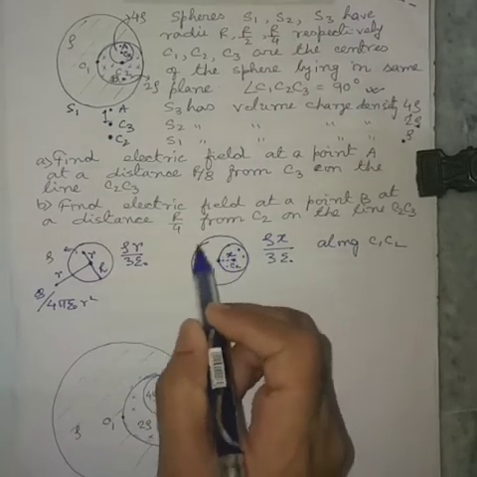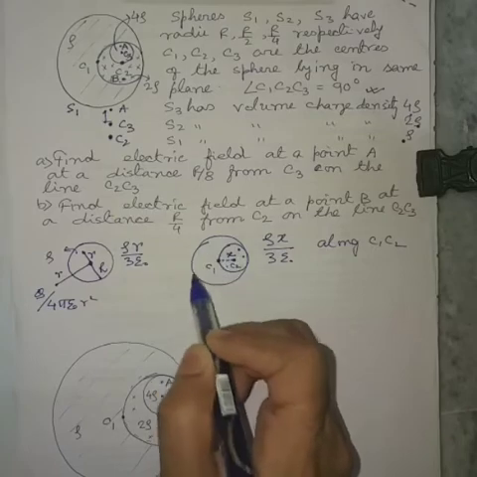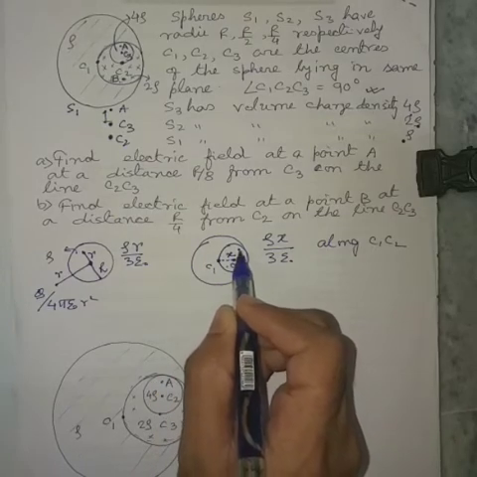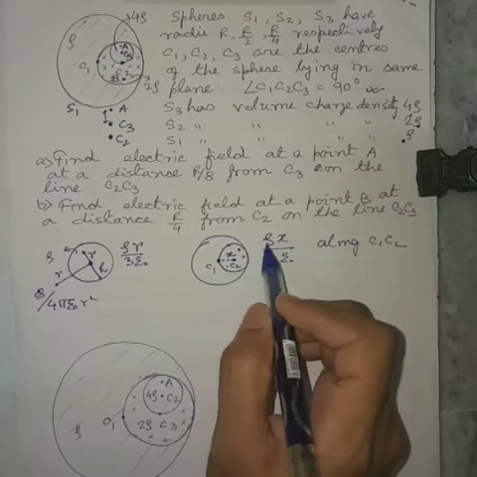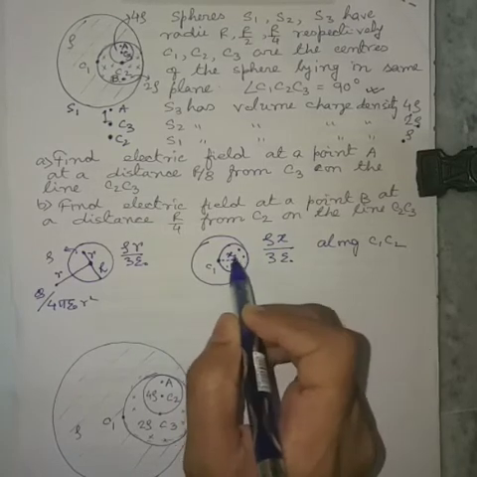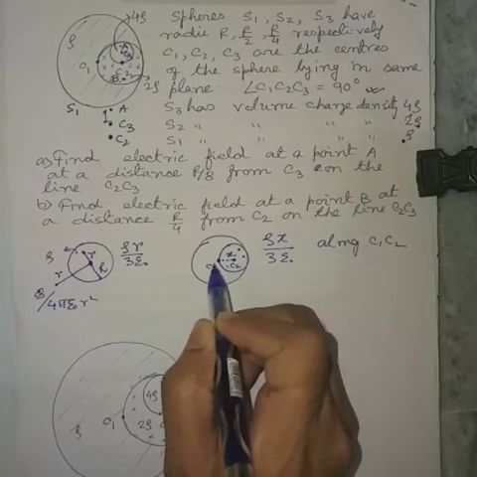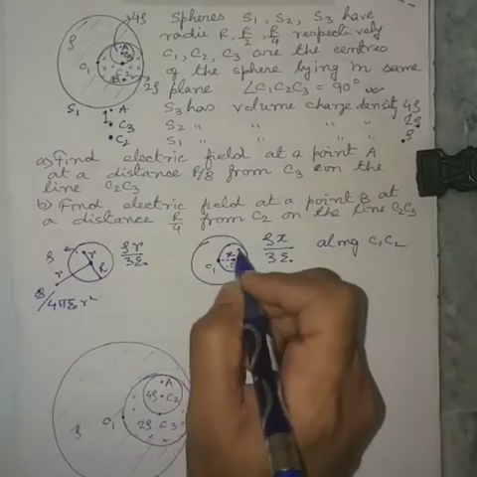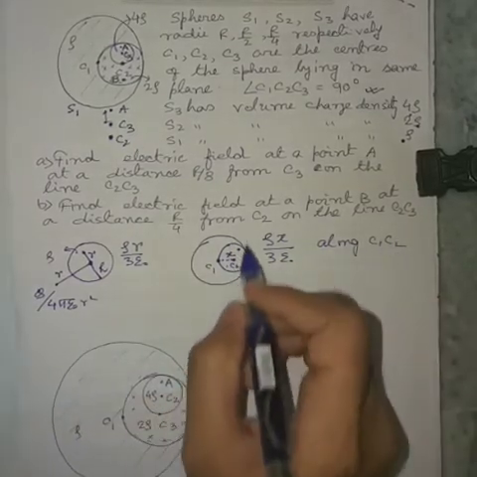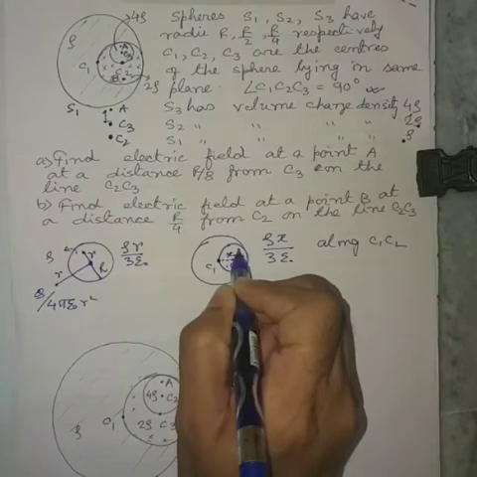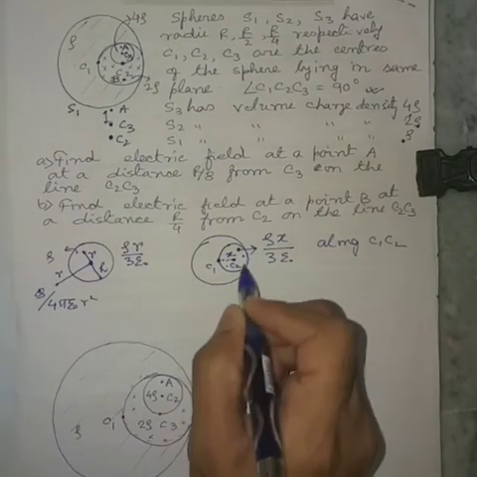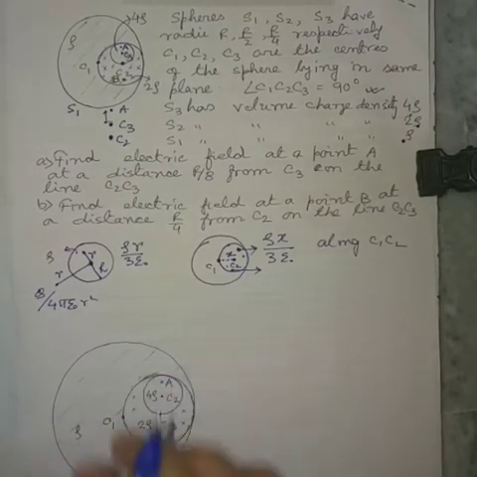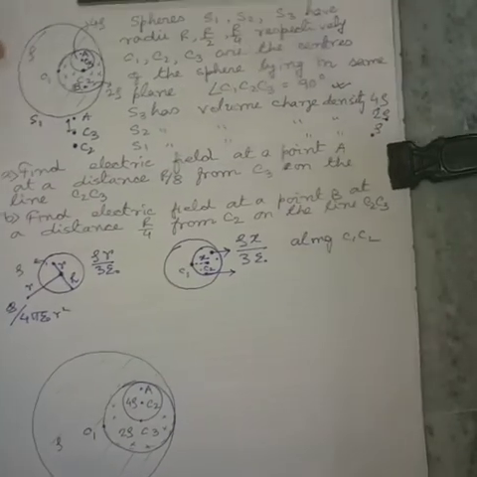Now if this is a sphere having volume charge density rho, then electric field at any point inside the cavity will be rho x by 3 epsilon naught, where x is the distance between the center of the sphere and center of the cavity, and electric field at any point will be directed along C1 C2, that is, electric field at this point will be directed along this direction, electric field here will be directed in this direction, like that. Now I have drawn this diagram.